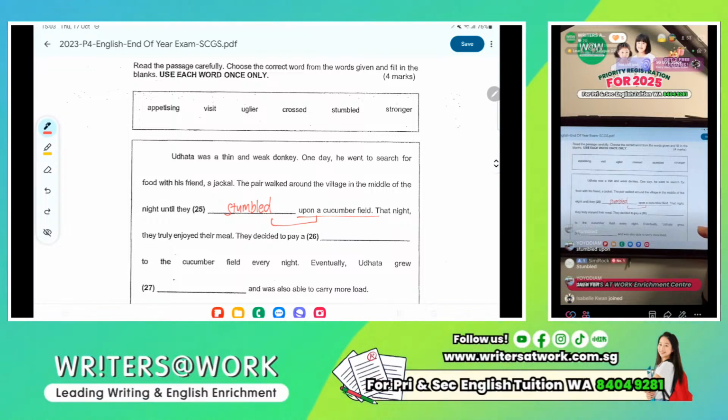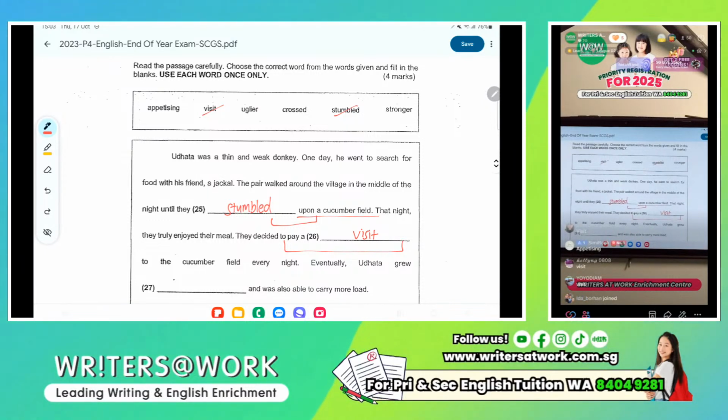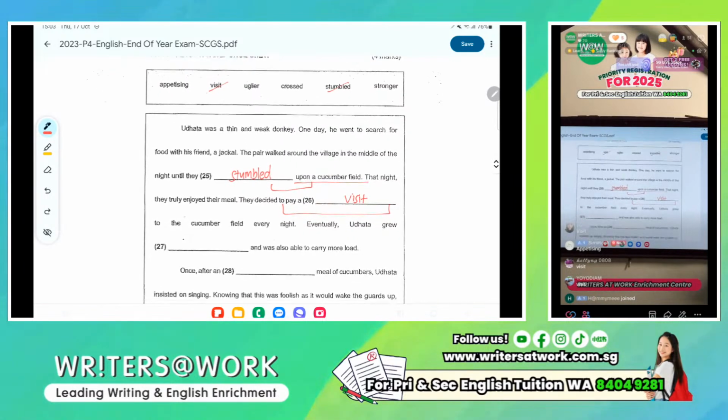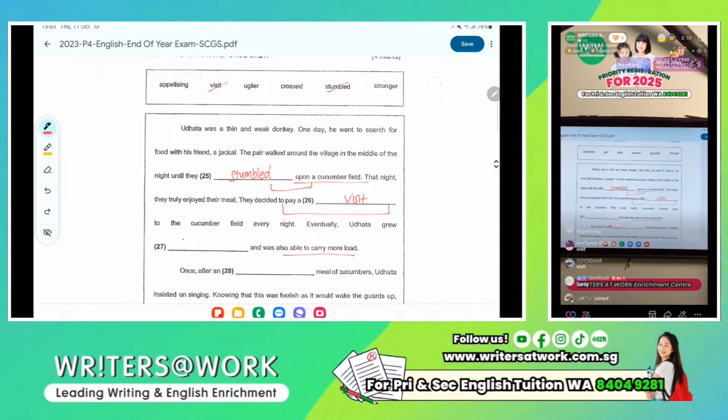Okay, pay a blank. This is also a common phrase. Pay a blank. Yes, okay, pay a visit to the cucumber field. Okay, pay a visit. So let's cancel out the words. Pay a visit. Eventually, Udata grew blank and was also able to carry more load. Okay, able to carry more load. What does this mean? Don't worry, Simi Rock, it's fine.